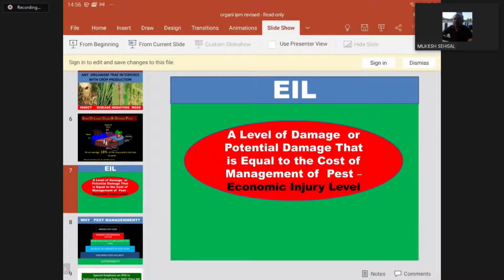Sometimes farmers just look at an insect, think there is a pest, and start spraying pesticide. But we tell them that the level of damage or potential damage equal to the cost of management of the pest is the economic injury level. Until it reaches that level, we don't recommend any practices to the farmer.